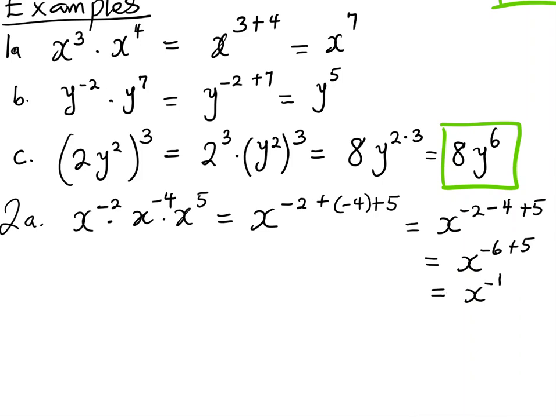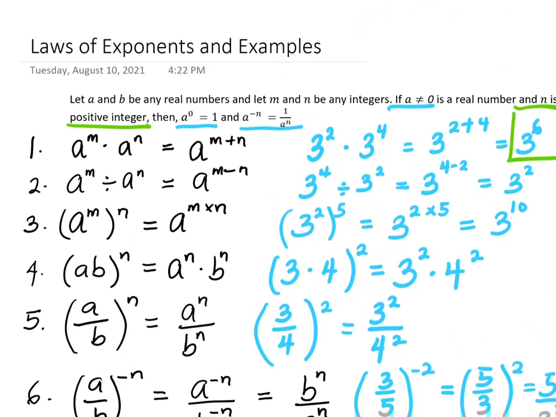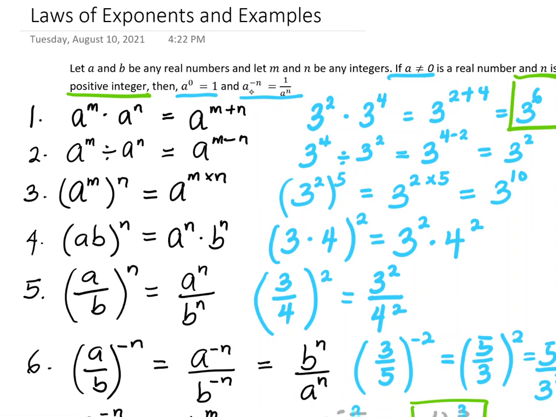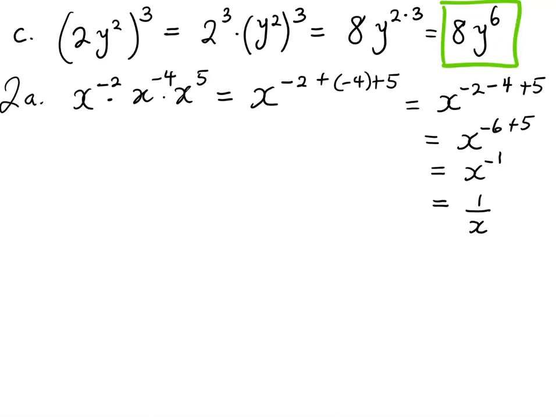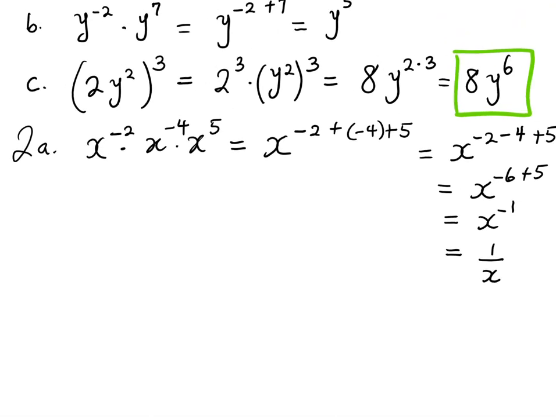But let me achieve something. I want to ensure that this is in positive exponent. So I can say this is 1 by x. If you have not forgotten, we have it here: if it is a raised to power -n, then it is equal to 1 divided by a raised to power of n. Which is what we have here.